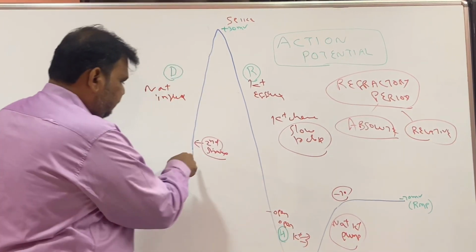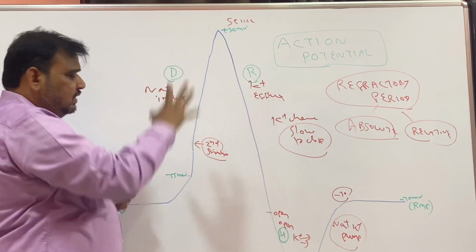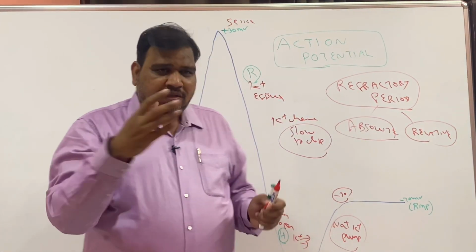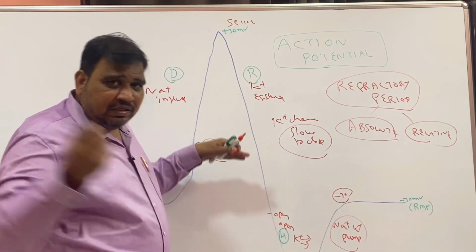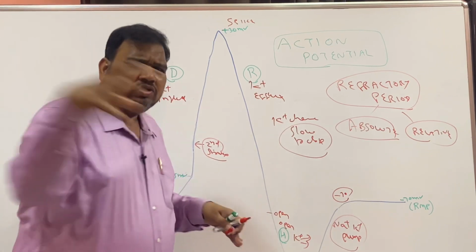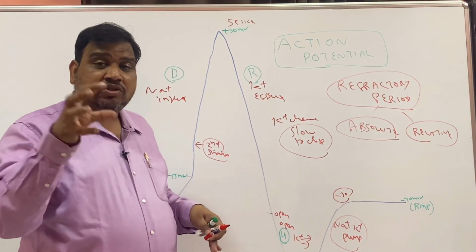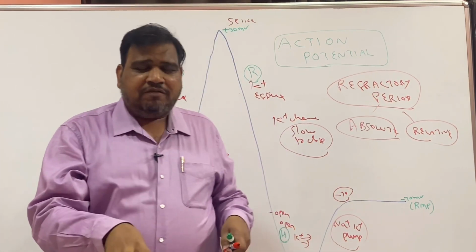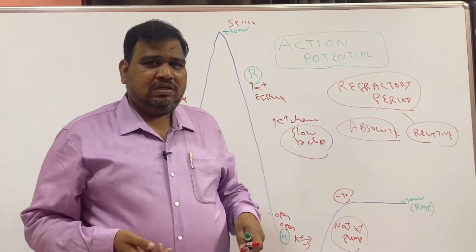For example, here minus 55 millivolt, the threshold, there is a depolarization phase. That potential will not be enough during the relative refractory period. When the curve falls under the relative refractory period, if I give a strong stimulus, an action potential can develop. The second stimulus which I am giving should be very strong. In that relative refractory period, if I give the strong stimulus, I may get an action potential curve.